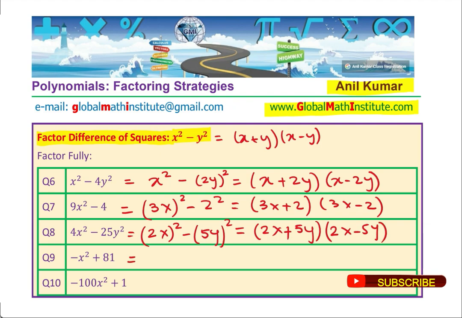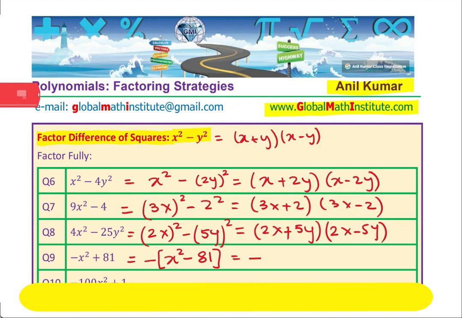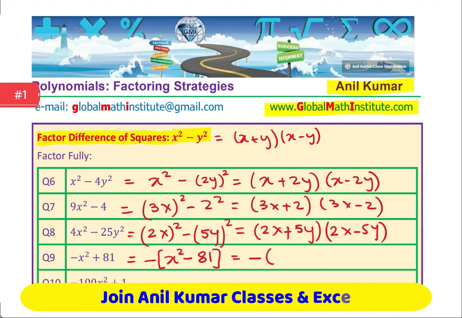Now we have minus x squared plus 81. Well, I could take minus outside, right? And then write this as x squared minus 81, correct? We did this earlier. Minus and x squared minus 81. 81 is 9 squared. So I could write this as x plus 9 times x minus 9. Do you see that? Perfect.